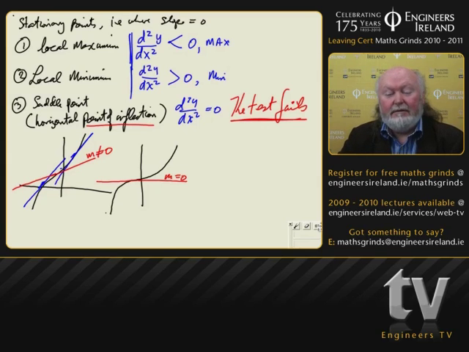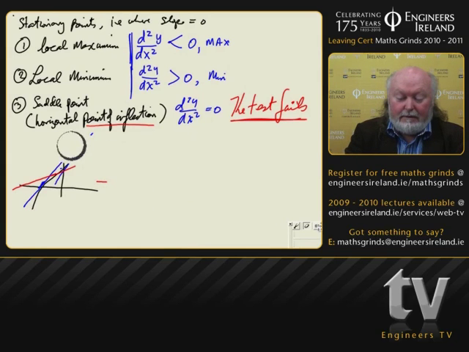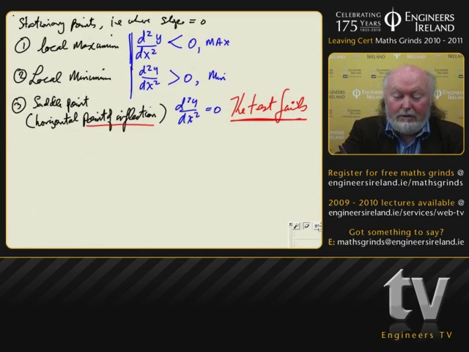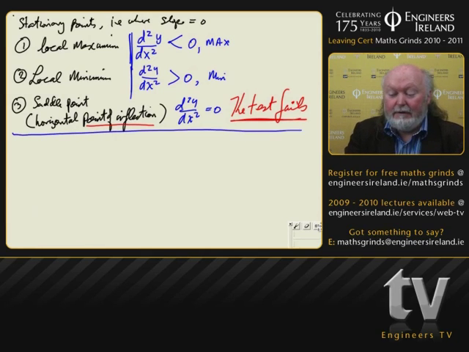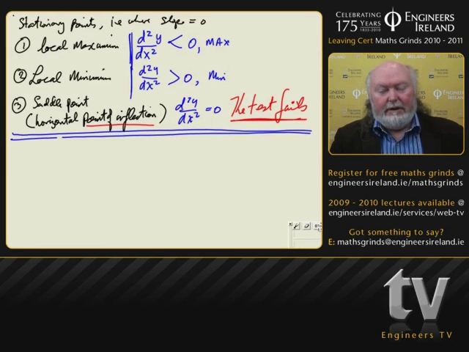What do you do when the test fails? You go to the alternative method, which doesn't use the second derivative. I'll show it by way of a tabular example here.